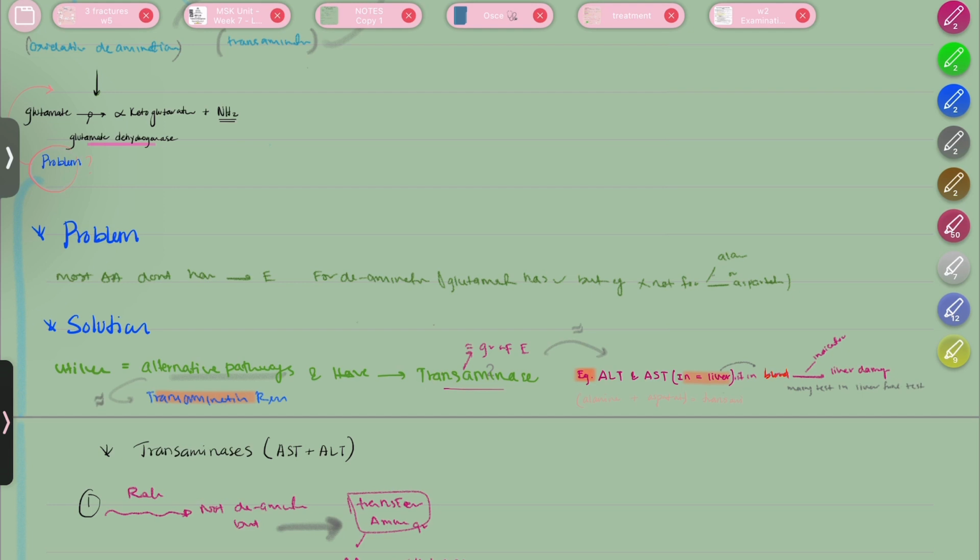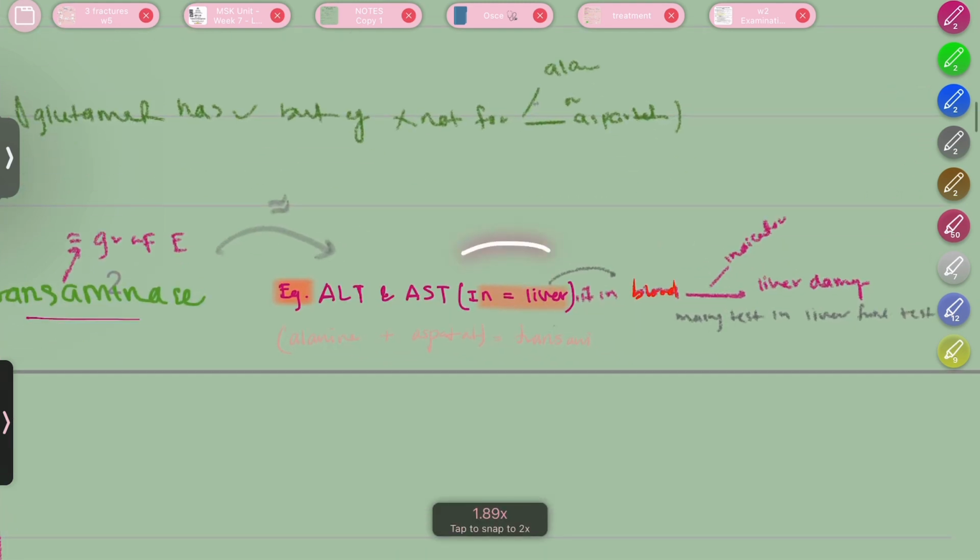These enzymes are usually present in the liver. However, as a future physician, if you detect these enzymes in the blood, this indicates liver damage due to the leakage of these enzymes into the blood.